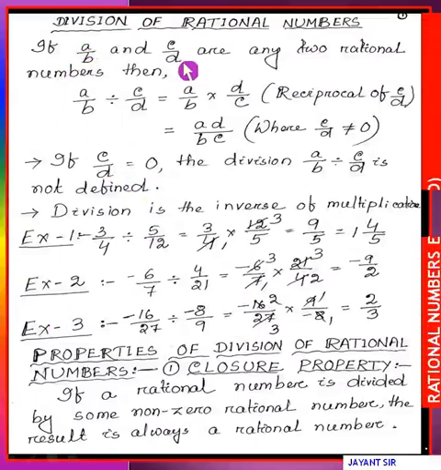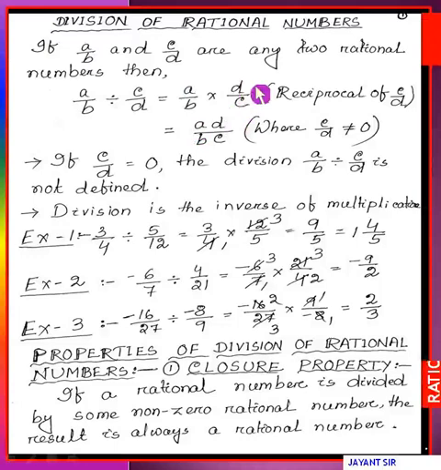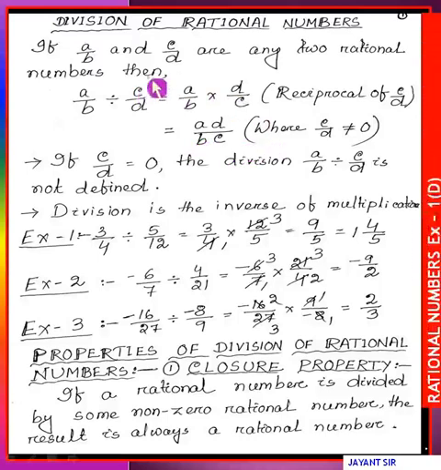If a by b and c by d are any two rational numbers, then a by b divided by c by d equals a by b into its reciprocal, d by c, which equals a into d, ad, divided by b into c, that is bc, where c by d is not equal to 0. Then the question is coming here: if c by d is 0, what will happen?